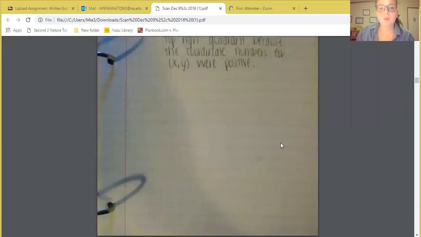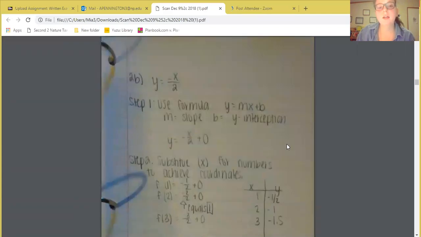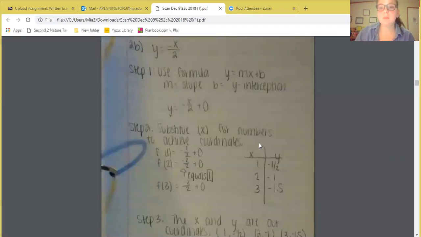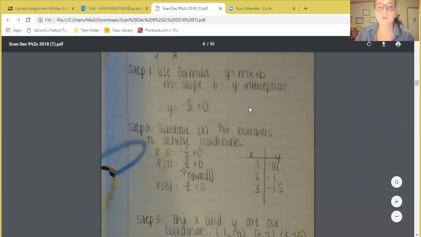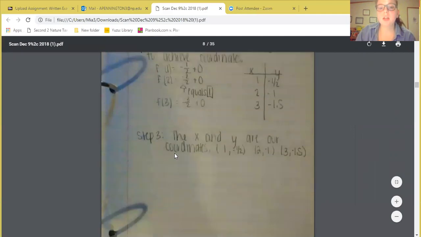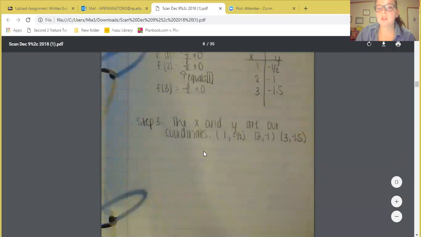Okay, now we have 2b. Y equals negative x over 2. And so it's the same thing as we just did. We're going to use the y equals mx plus b form. We're going to plug in the x's. And so with it being negative, all of our y's are going to be negative and all of our x's are going to be positive. And so when we look at it, we get the same coordinates besides with it negative.